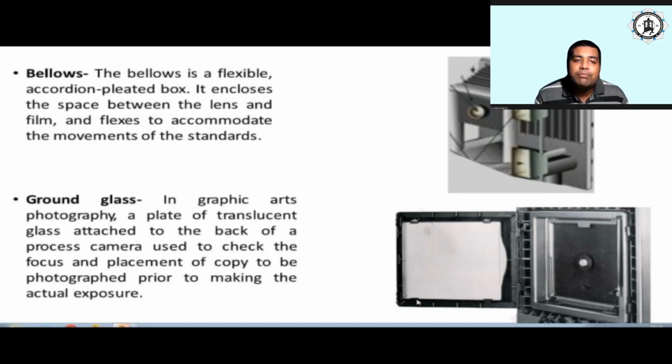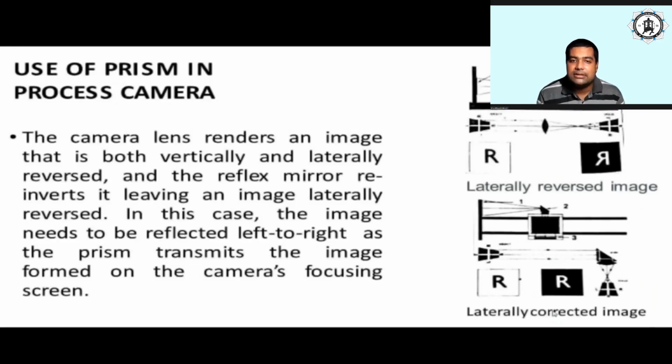And next we have the bellow, which I've already explained earlier, and then the ground glass, which is required for checking whether the focus and the placement of the copy that is to be photographed is correct, and whether the image is forming sharply or not. Such visual checks are done with the help of the ground glass. And the bellow, as I already mentioned, is used for changing the focal length, the camera extension, in order to get the appropriate screen distance, right?